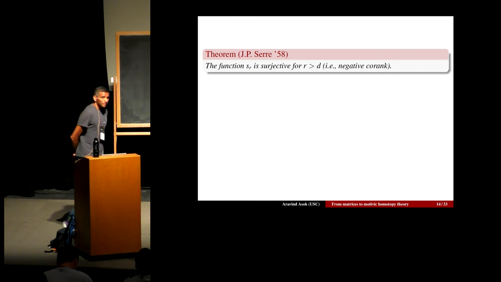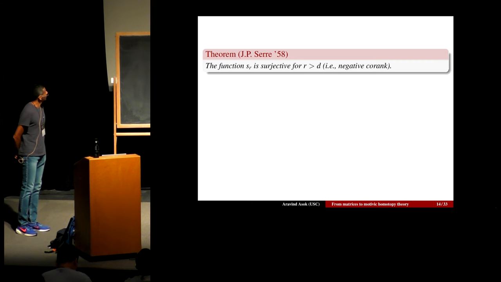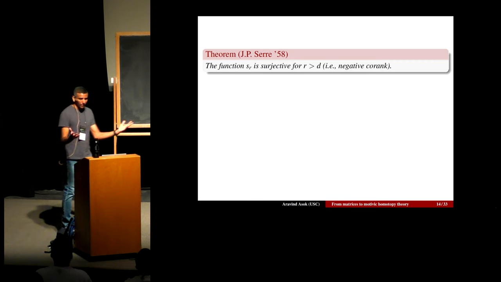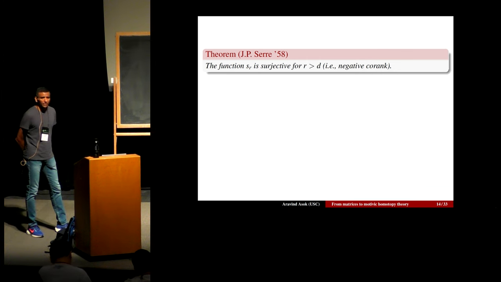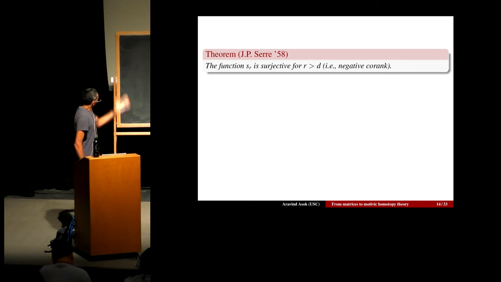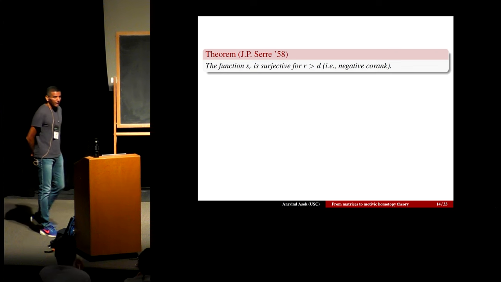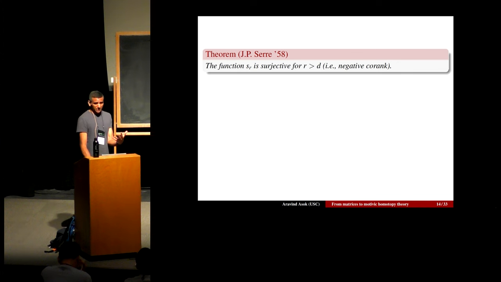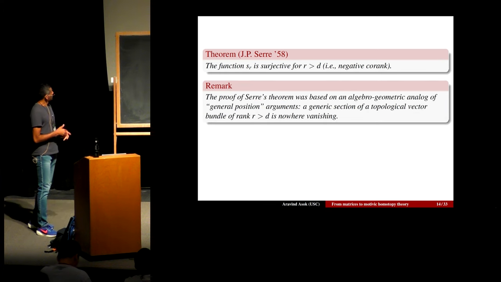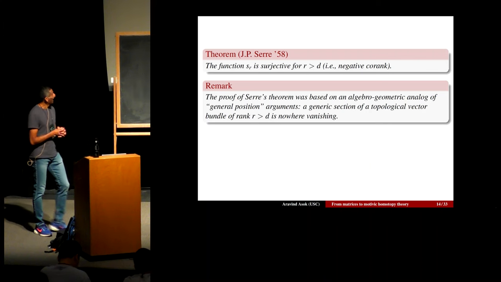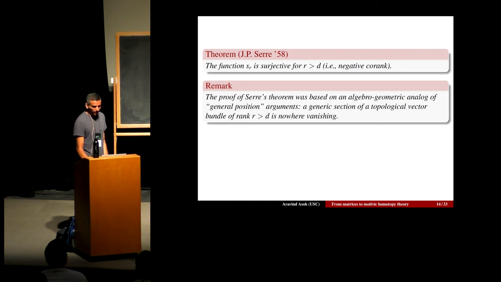So maybe the theorem that got this all started is Serre, who was very aware of that general position argument that allowed you to show that if you had a vector bundle of rank r bigger than the dimension, then it always had a nowhere vanishing section. Well, the corresponding statement here is that the stabilization map is surjective if r is bigger than d. All right, so the situation in algebra is exactly the same as the situation in topology under this dictionary. And in fact, Serre's proof was really kind of an algebraic geometric avatar of the sort of general position argument that one gives in topology.